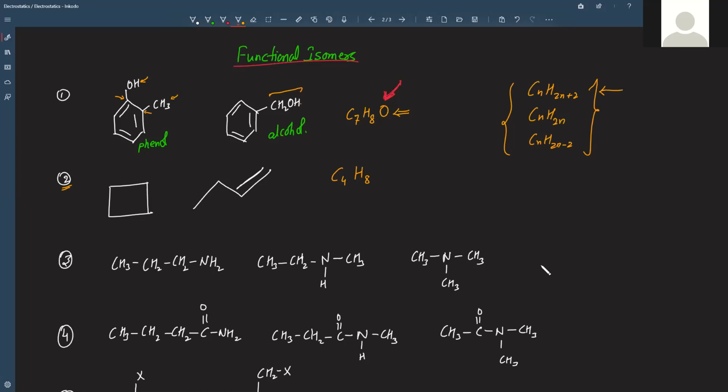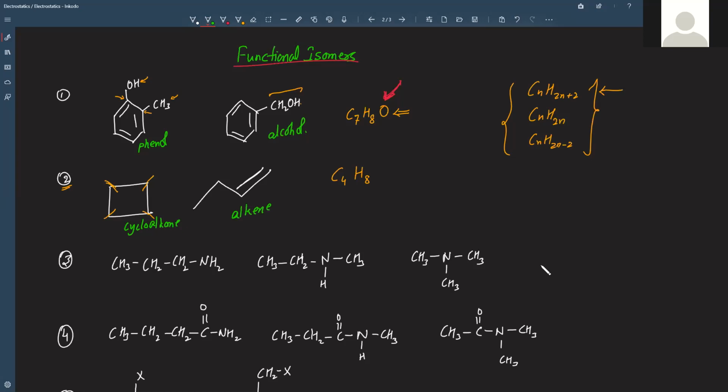Here also you can see that there are 2 hydrogens, 2 hydrogens, 2 hydrogens here, and 2 hydrogens here. So both of them are C4H8, but obviously one of them is a cycloalkane, while the other one is an alkene. So their family itself is different.